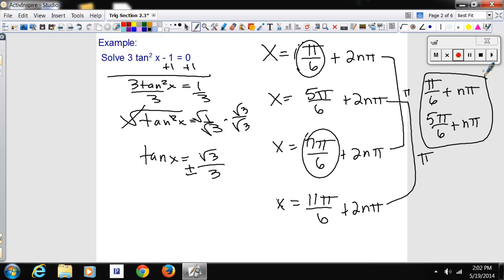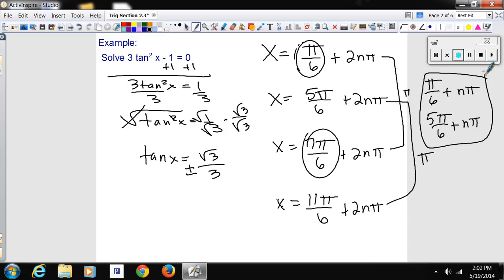Those are all answers that I could plug in and would work, but it's shorter to put n pi because you can eliminate 2 of the choices that you have to put down. This right here covers both of these. This one right here covers both of these. So you would be done just with that.